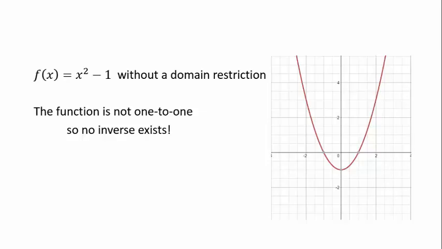Here's the graph of x squared minus 1 without a domain restriction. Looking at this in terms of it just being a function, it definitely passes the vertical line test. But unfortunately, this function is not one-to-one. We know that because there is such a thing called a horizontal line test. If a horizontal line hits that function more than once, then that means it's not one-to-one. And if it's not one-to-one, an inverse doesn't exist.